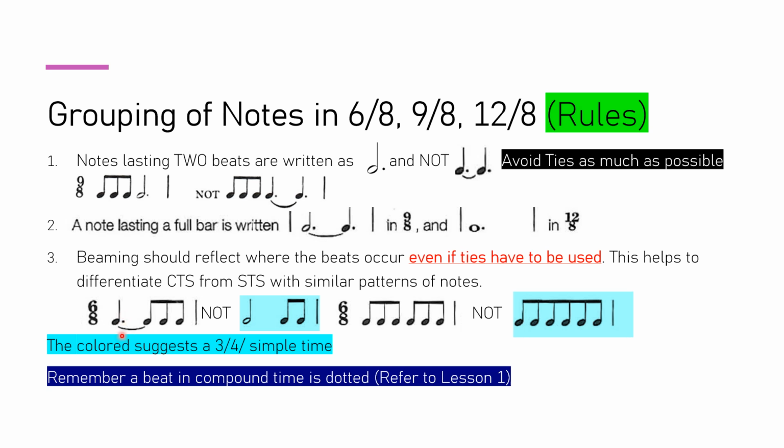So if you look at this, for example, this is the first dotted crochet. So where does the other dotted crochet start? It starts from here. So that's why you can use a tie to join the first dotted crochet to the second quaver, to show that this quaver is the beginning of the second dotted crochet. You can't do it like this.